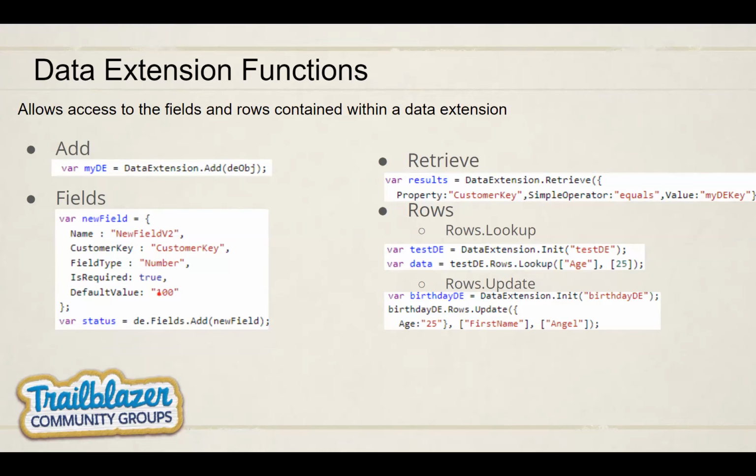So here are 2 examples. The first one is the rows lookup, and that returns the column that match the specified values. And then the rows update will update the specified row with the specified information here. So that's another example that you'll see here as well.